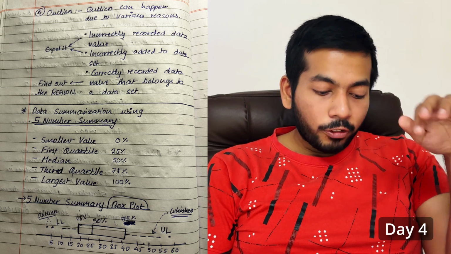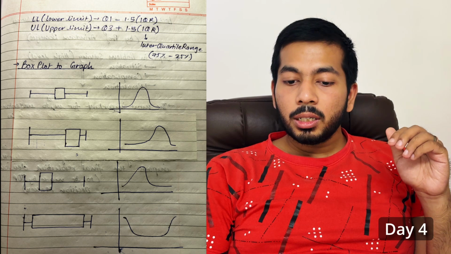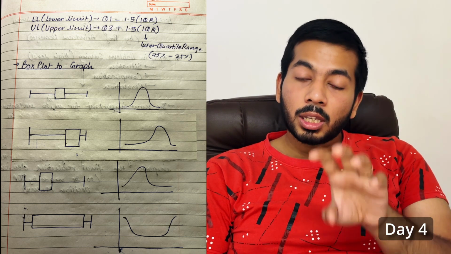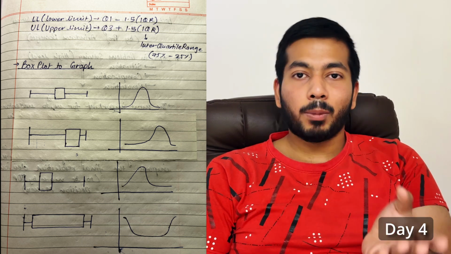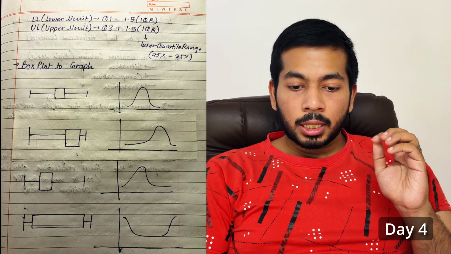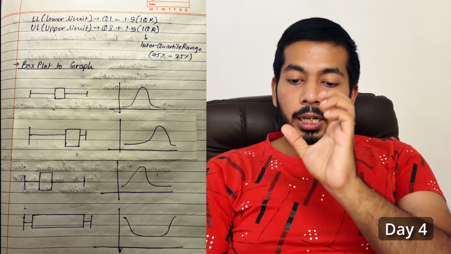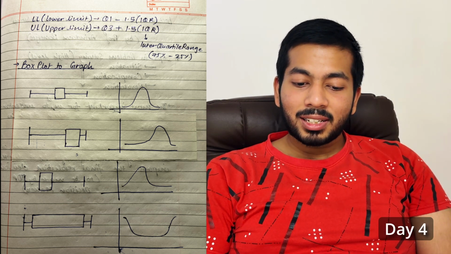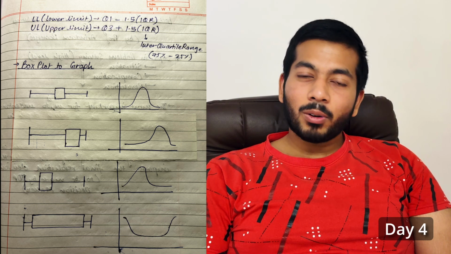Now what is the formula for this lower limit and upper limit? You can see over here. Lower limit is basically quartile 1 minus 1.5 times the interquartile range. Interquartile range is basically 75% minus 25%. All right. And the upper limit is quartile 3 plus 1.5 times the interquartile range. Now look at this. This is really interesting. The box plot graph. Just remember this. This is how it looks. It's very easy to understand as well.